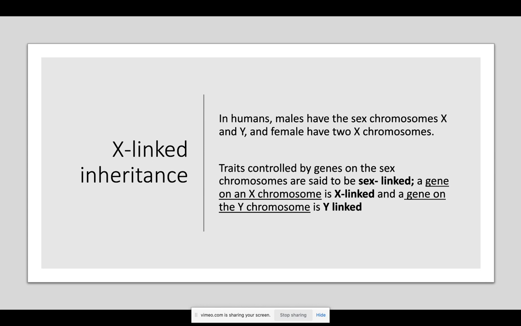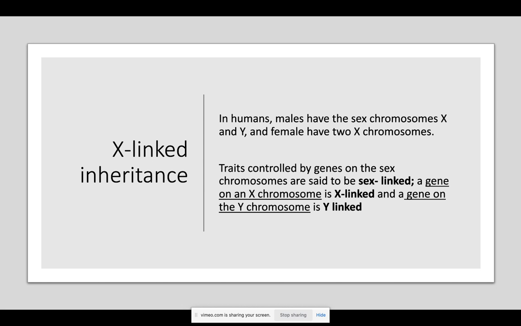So in X-linked inheritance, males have the sex chromosomes X and Y, and females have two X chromosomes. Traits controlled by genes on the sex chromosome are said to be sex-linked. And that makes sense, right? We have sex chromosomes, and we have certain genes on these chromosomes, and whenever they are inherited through the X or Y chromosome, we just call those sex-linked. That's where the lingo comes from.